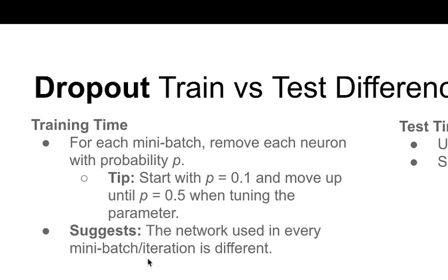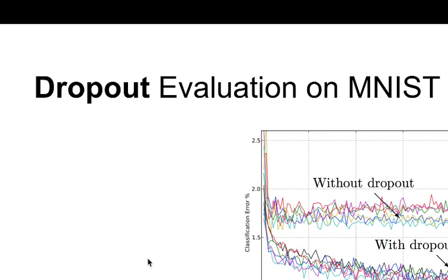I'm still not sold on that. There's not much mathematical truth behind it, but it works, and it actually ends up working really well. If you evaluate dropout on MNIST, which is the handwritten digit data set, without dropout the error rate converges at around 1.75%, but with dropout it converges at pretty much 1%. That's a really big boost, so it's able to generalize a lot better. This was from the original paper.